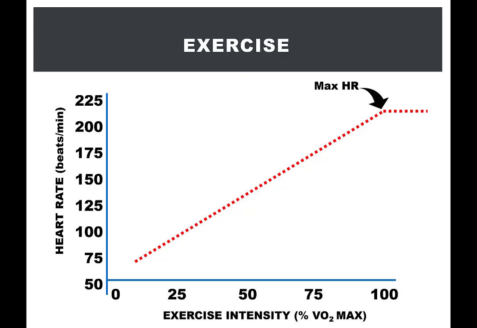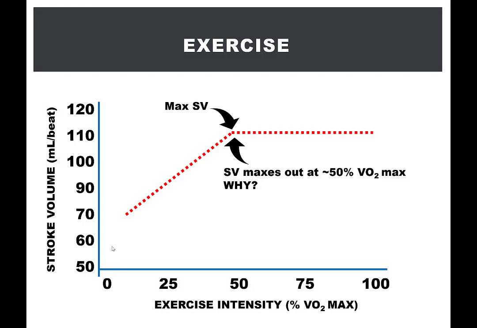Just for some important terminology, however, anything below maximum heart rate, as you see here, is simply referred to as submaximal heart rate. So I might ask a very simple question, such as, during what situation is maximum heart rate observed? The potential answers would be at 100% VO2 max, or simply at VO2 max or maximum intensity. So what about stroke volume?